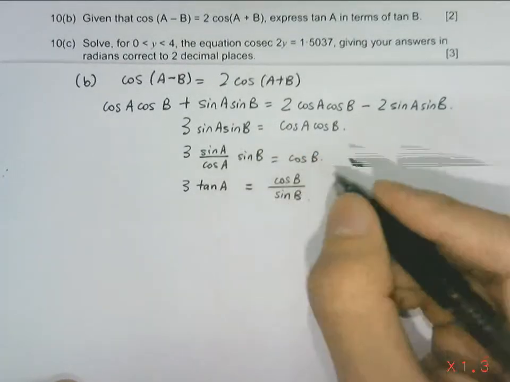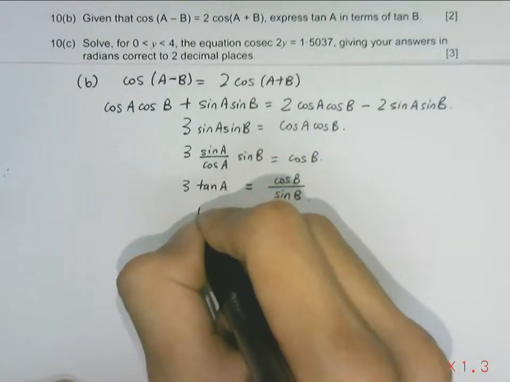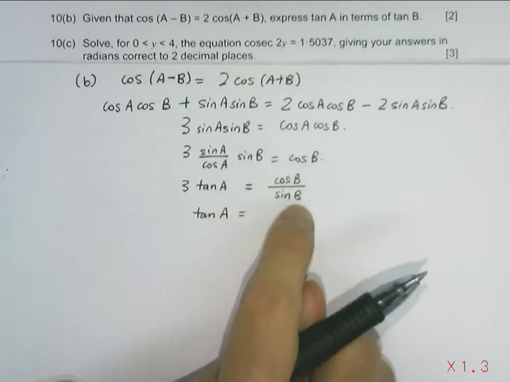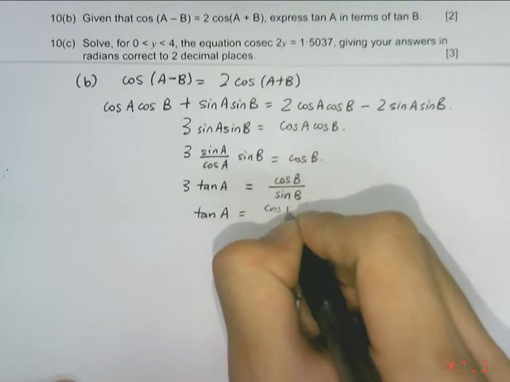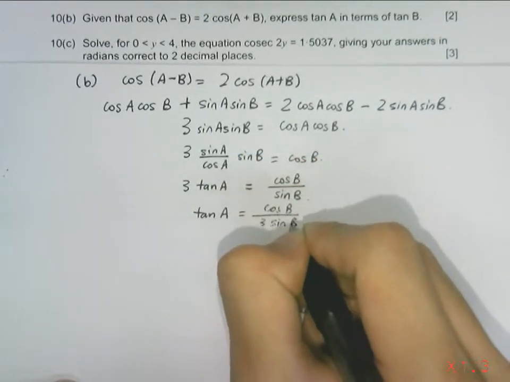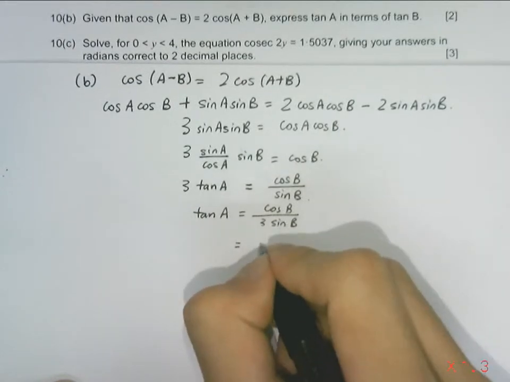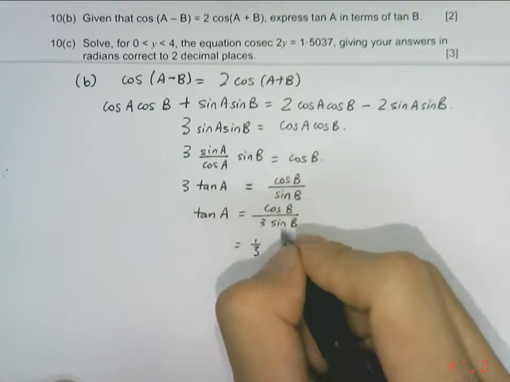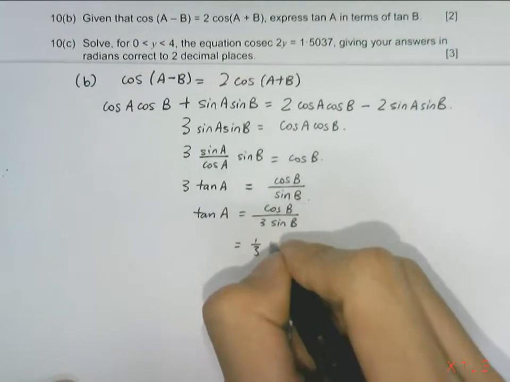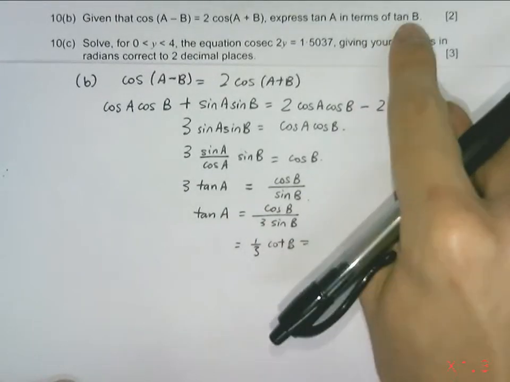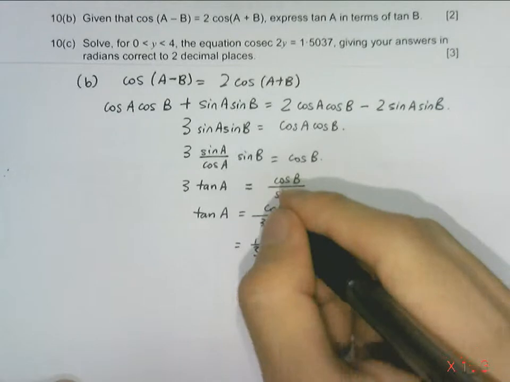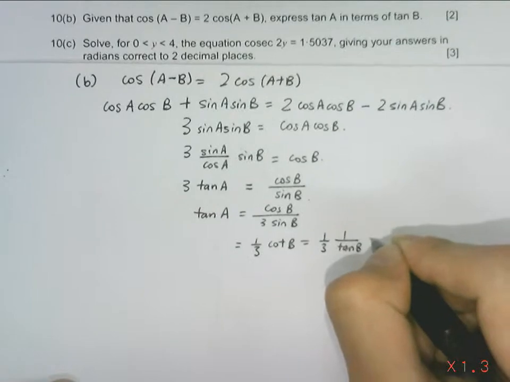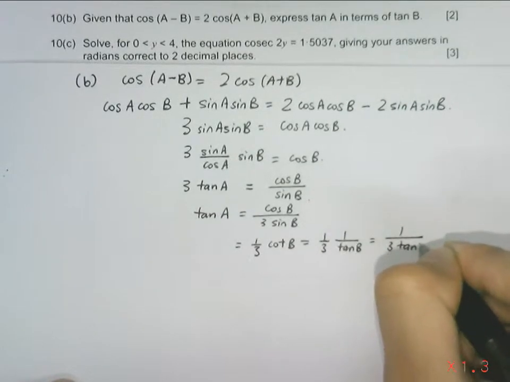So we can write this as tangent A, bring this 3 over division, so it will become cosine B over 3 sine B. We can write this as 1 over 3, taking out the fraction first. Cosine over sine is actually cotangent. If you want to change it back to tangent B, you just need to do the reciprocal. So 1 over 3, 1 over tangent B. And there you have 1 over 3 tangent B as the answer.